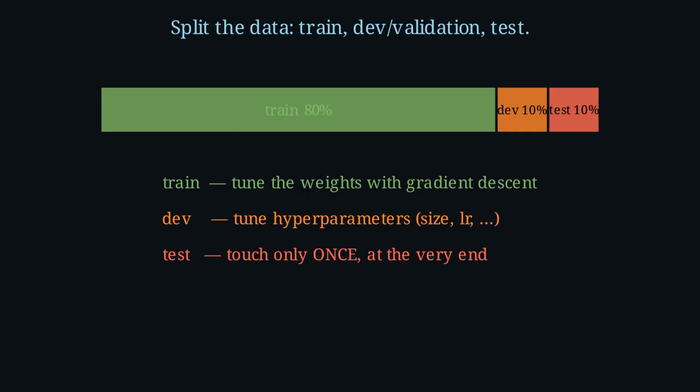About 80% for training the weights, 10% as a dev or validation set to tune choices like the network size and learning rate, and 10% as a test set, which we look at only once, at the very end. If training loss is low but dev loss is high, you are overfitting.